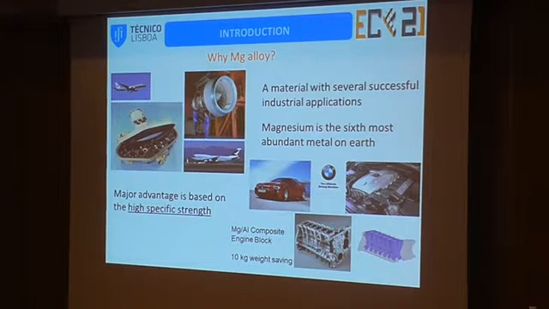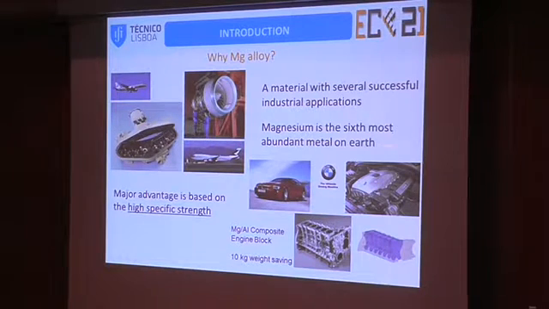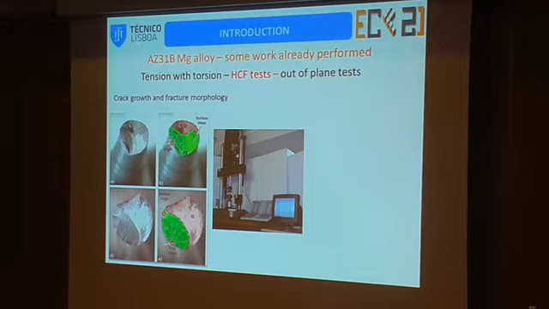Then, why magnesium alloys? As you can see, there are two main industries, aeronautic and automotive, where we have successful industrial applications. It's the sixth most abundant metal on Earth, and it also has an advantage due to the high specific strength of this material.